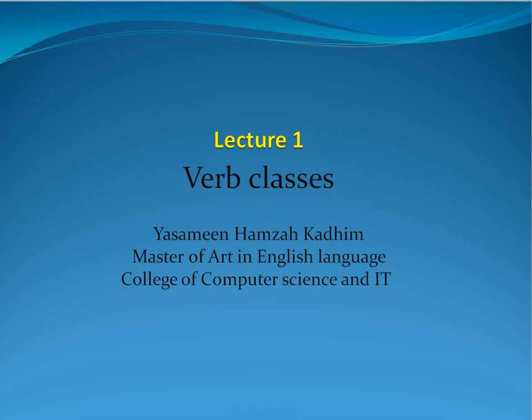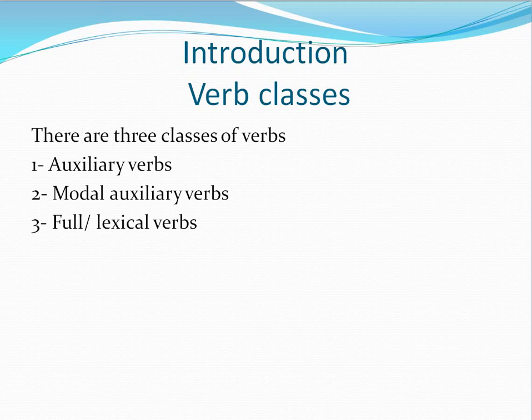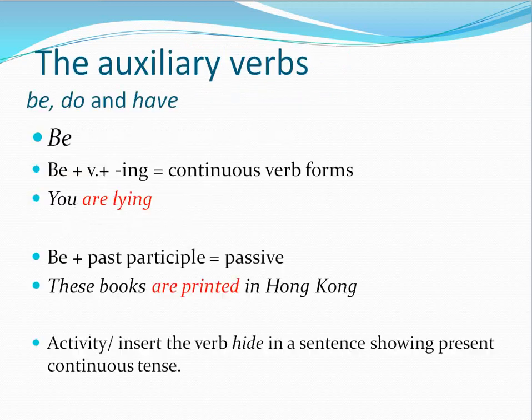Verb classes. In English we have 3 main classes of verbs. Number 1, auxiliary verbs, number 2, modal auxiliary verbs, and number 3, full or lexical verbs. We will talk about each class of verbs. Let's start with auxiliary verbs. The auxiliary verbs consist of be, do, and have.